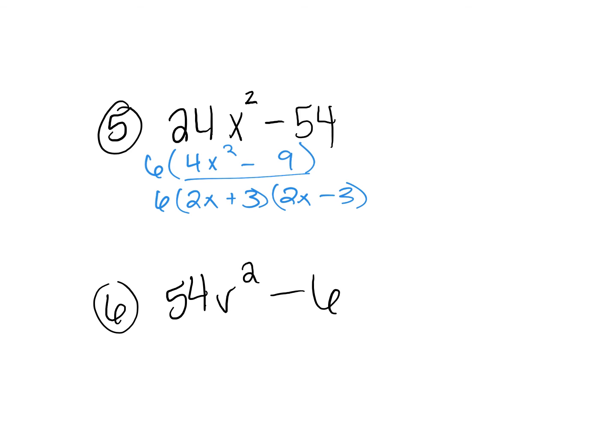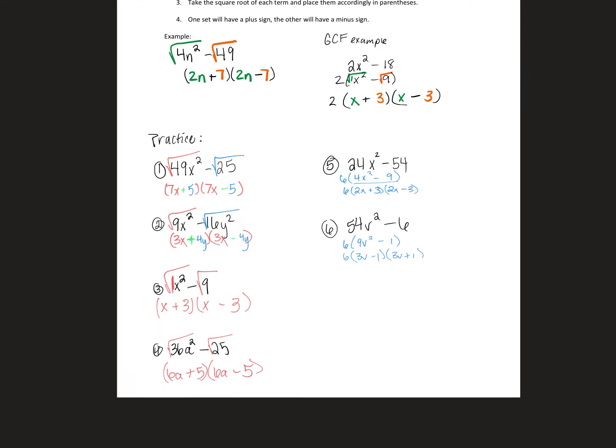Alright, and then bring that 6 down in front. Alright, number 6, you can take out a 6, leaving you with 9b squared minus 1. So then that becomes 3b minus 1, 3b plus 1, and again, bring down that 6.